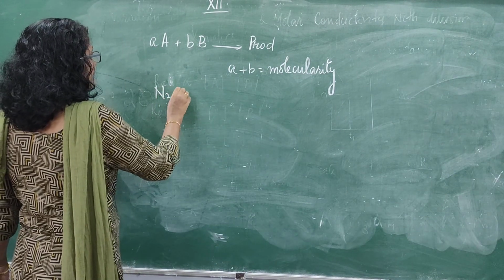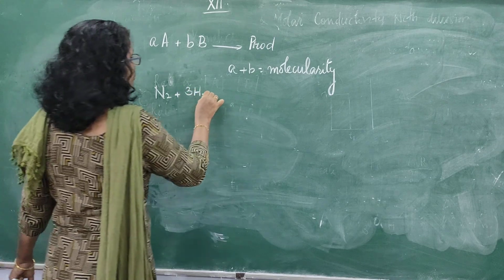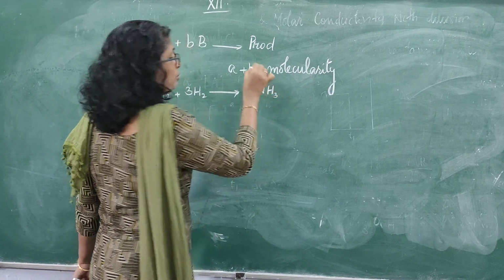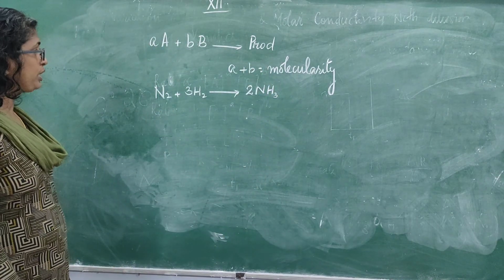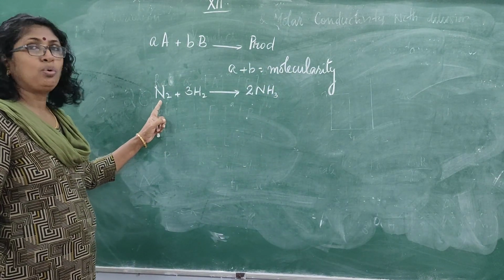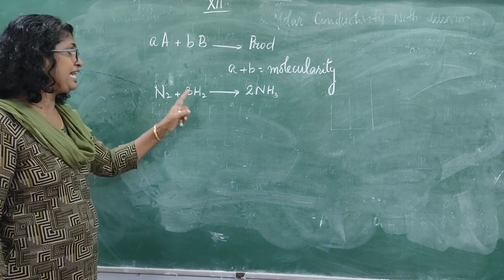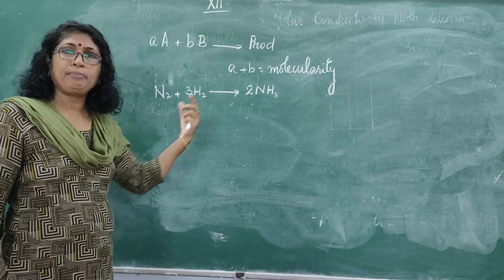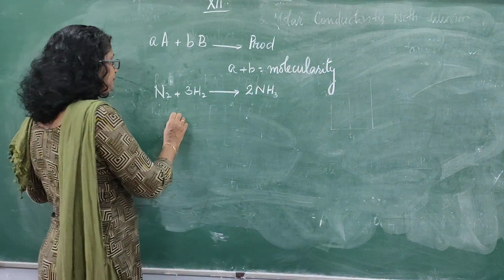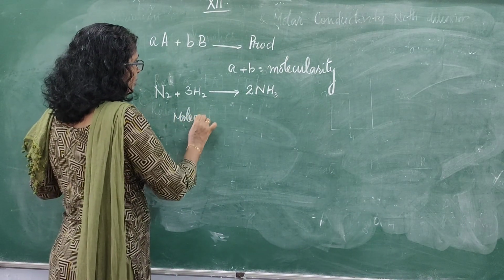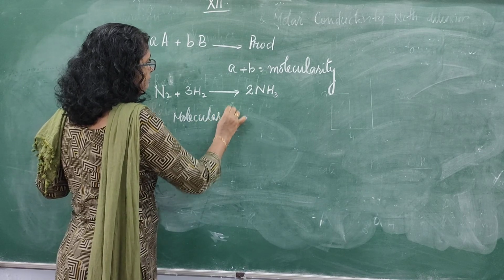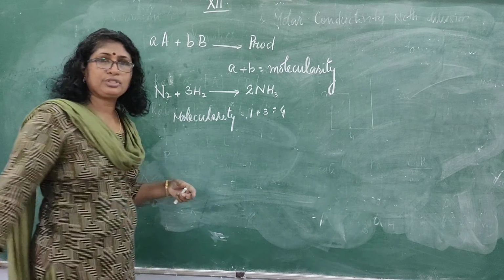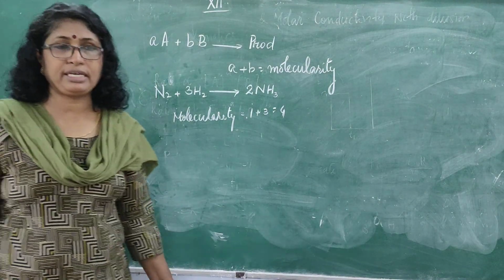Consider the reaction N2 plus 3H2 giving 2NH3, for the manufacturing of ammonia. What is the molecularity of this reaction? 1 molecule of nitrogen and 3 molecules of hydrogen collide with each other to form ammonia. So the molecularity of this reaction is equal to 1 plus 3, 4. Understood? So this is the molecularity of a reaction.